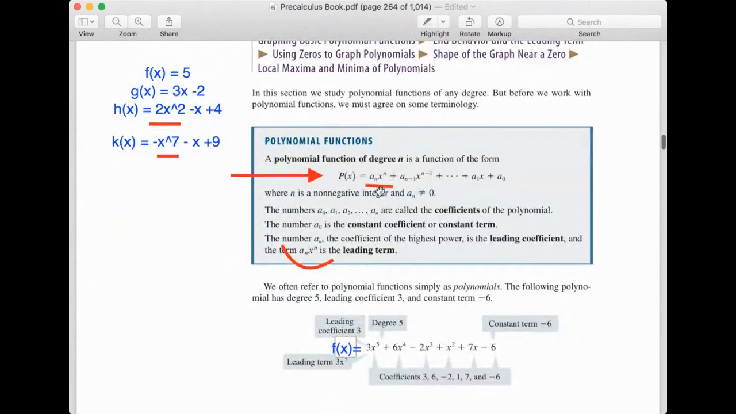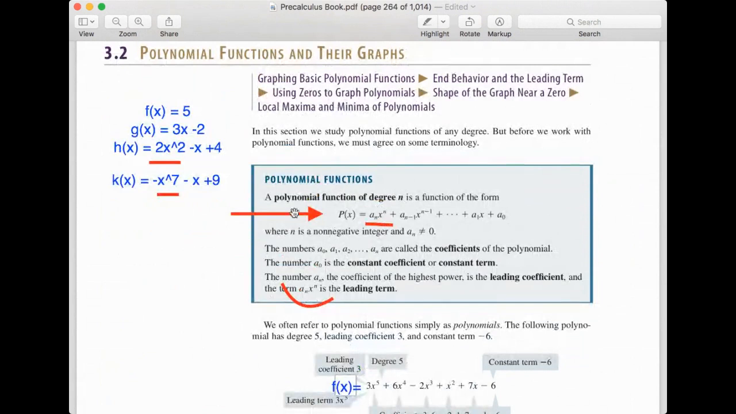So the standard formula is this, right? We have x raised to n, x raised to n minus 1, and so on and so forth. And a couple of polynomials we already know. A constant function is a polynomial of degree 0. A linear function is a polynomial of degree 1, because x is raised to 1. A quadratic function is a polynomial of degree 2, because the leading term is x raised to 2. This is a polynomial of degree 7, because the leading term is x raised to 7.